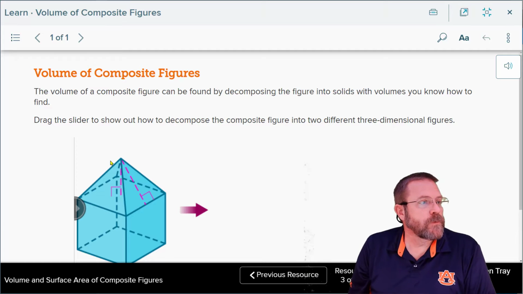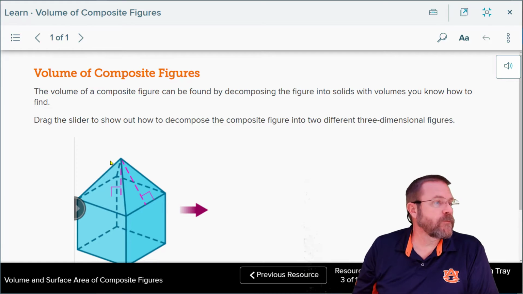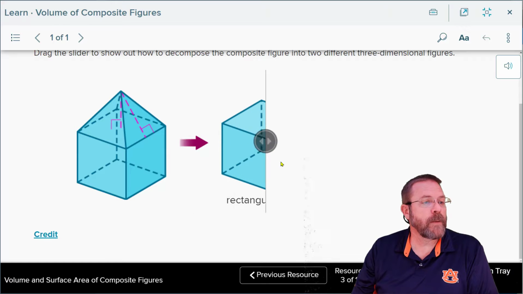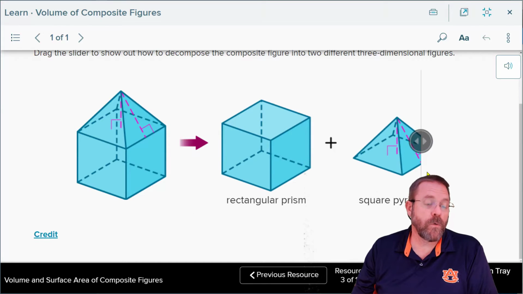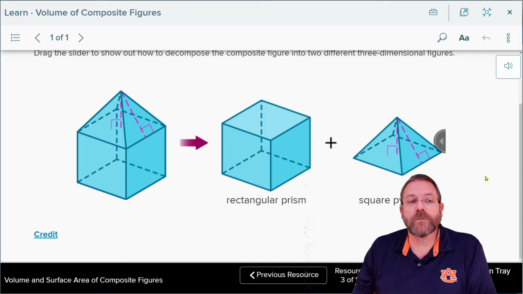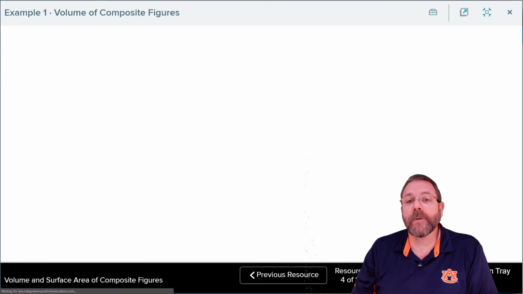Now, the textbook tells us that the volume of a composite figure can be found by decomposing the figure into solids with volumes you know how to find. So here you can see you've got this house where you have a square prism and a triangular pyramid on top. And if you were to decompose them, you would end up getting a square or rectangular prism and a square pyramid as 2 separate individual pieces. You would have to find the volume of each one of those pieces, add it together, and you're done. You have found the volume of the composite figure.